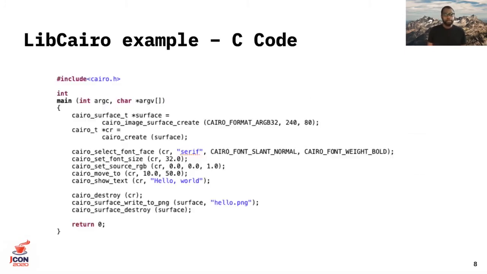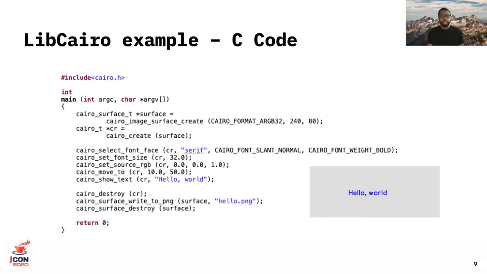Next slide. So here is an example. This is a native application. It's just plain C code. It uses a native library called libcairo, which is just a graphics library. In this small example, it's going to create a box that simply prints out hello world. If you go to the next slide, you can see the output in the bottom right.